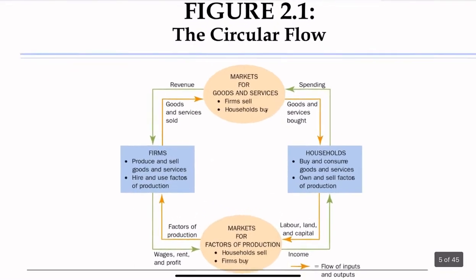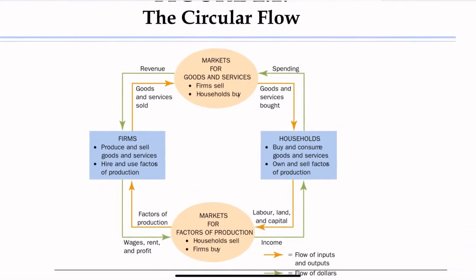Okay. To understand the factor market and the connection between the factor market and the product market we have discussed in previous chapters, we can use this circular chart. Here you can see we have two kinds of market participants. The first kind is firms and the second kind is households.